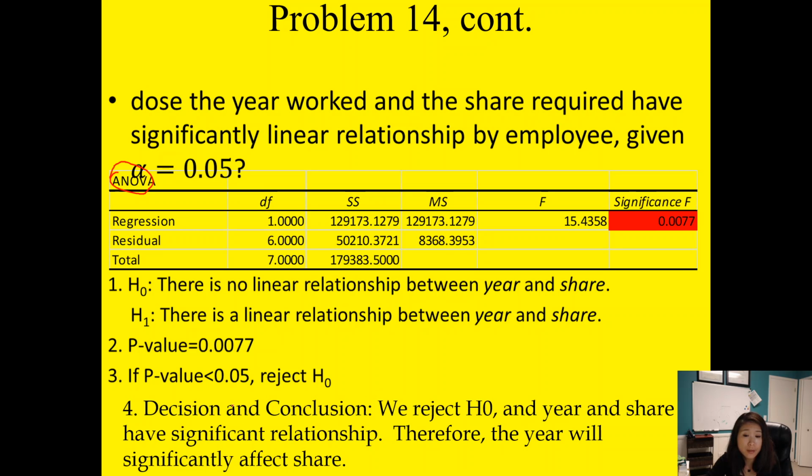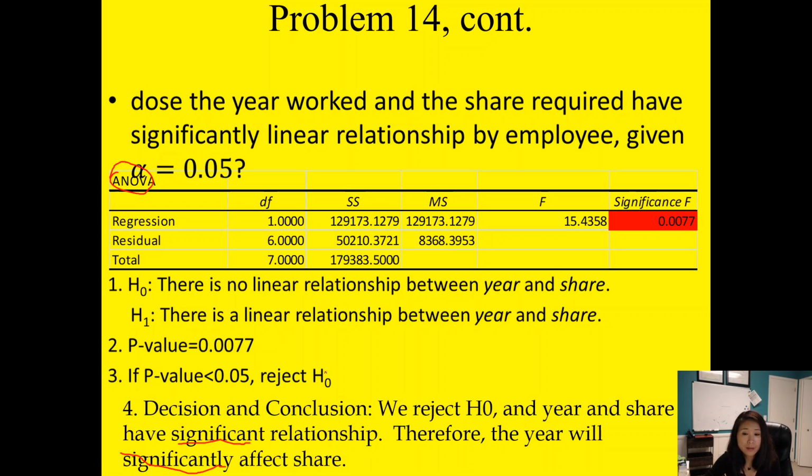So the keyword in the conclusion will be this: significant. When you work on your homework or when you're taking the test, if you don't have this keyword, you're actually going to lose points. As I said, no matter what, any two variables always have a relationship. Here we are testing if this relationship is significant. So this is the keyword. So this is the F test.